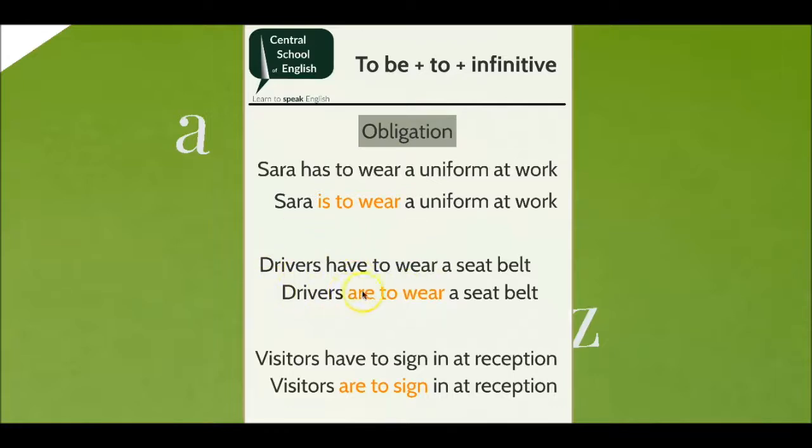Drivers have to wear a seatbelt can be restated as drivers are to wear a seatbelt. And the sentence visitors have to sign in at reception can be restated as visitors are to sign in at reception.